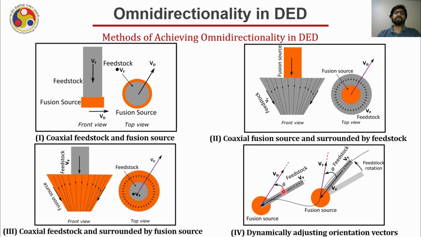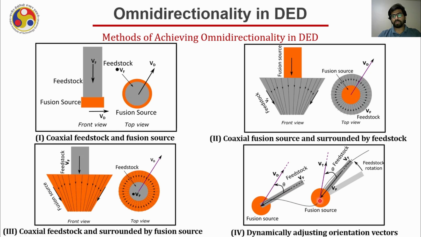The fourth method could be the simplest one. The issue was the angle between VF and VD. Hence, if you are moving on a nonlinear trajectory and the direction of VD is changing, we can dynamically change the direction of the wire feed, the powder feed, or the material feed accordingly, in such a way that this angle between VD and VF can remain consistent. This particular method is called dynamically adjusting orientation vectors.